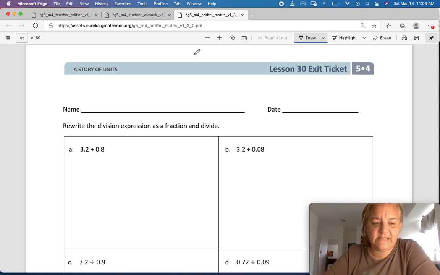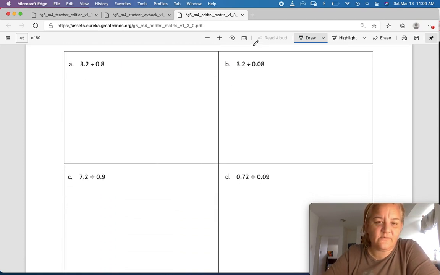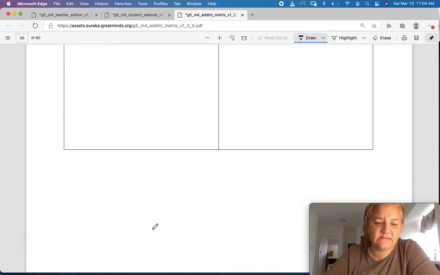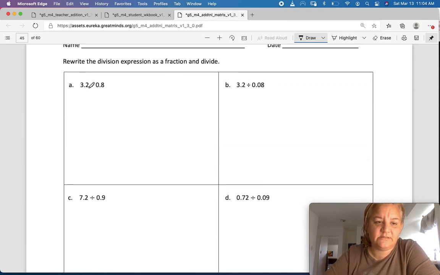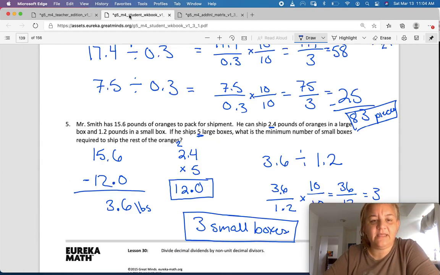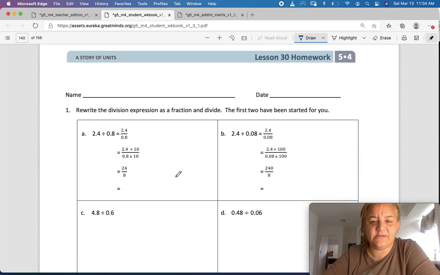Let's look at your exit ticket. Okay, 4 easy questions. Careful, no story problems. So show your work, show just how we did it in the problem set. And then come back and you can finish your lesson 30 homework.